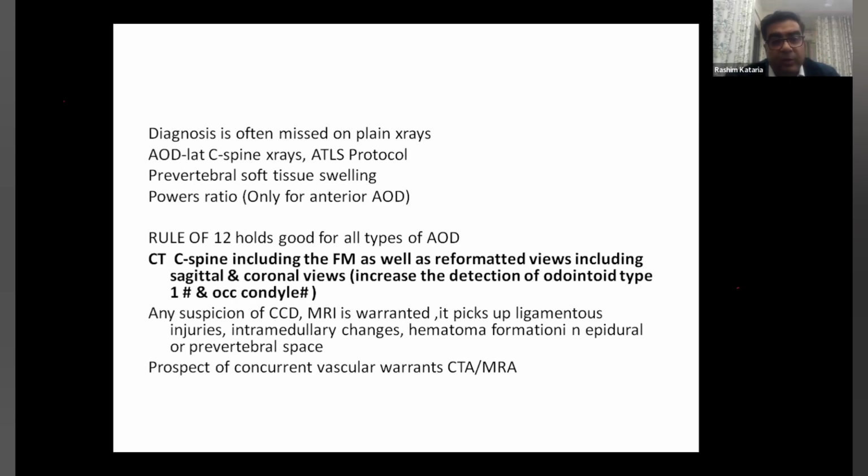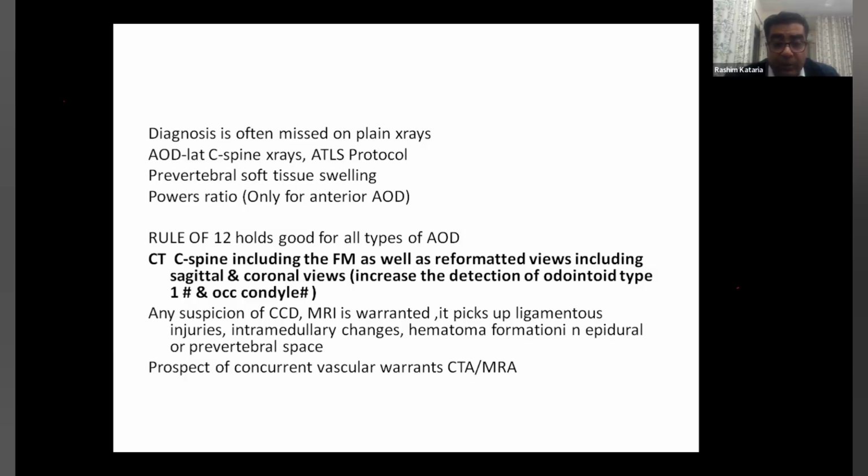Occipito-atlantal dislocation on lateral C-spine X-rays. As per the ATLS protocol, it is there. So one has to look for the prevertebral soft tissue swelling. Powers ratio is only good for anterior dislocation, not good for posterior and type 2 dislocations.